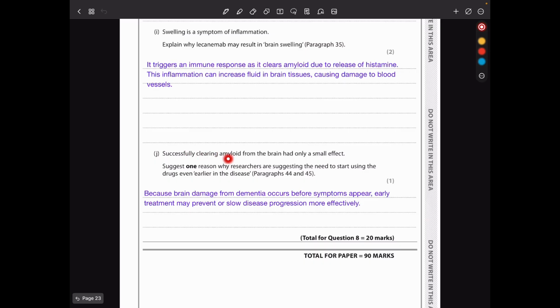Then successfully clearing amyloid from the brain had only a small effect. So just one reason why researchers are suggesting the need to start using the drugs even earlier in the disease. This is because the symptoms take longer to appear, and if we use the treatment earlier, then it's going to slow down the progression of the disease. So I say the brain damage from dementia occurs before symptoms appear. Earlier treatments may prevent or slow disease progression more effectively.